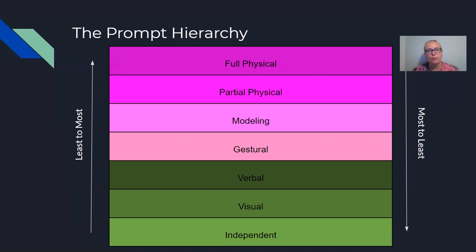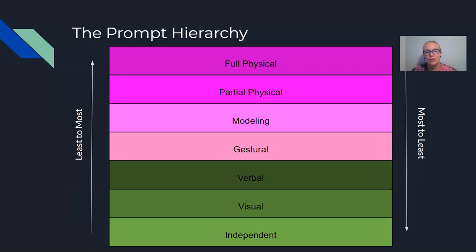So moving on to the prompt hierarchy, here's a visual of the prompt hierarchy. This is a ladder. At the bottom, you'll have the independent phase. As you move up the ladder, you see the colors increase and get darker, and then they move to gestural, where we actually start engaging some physical movements.